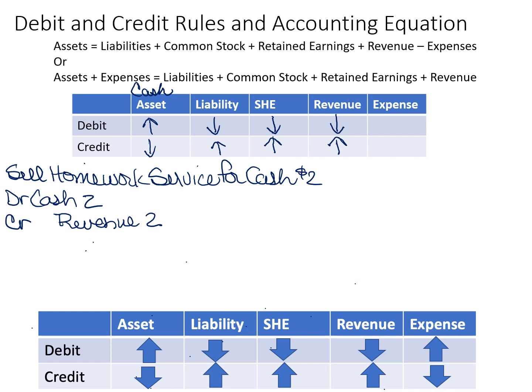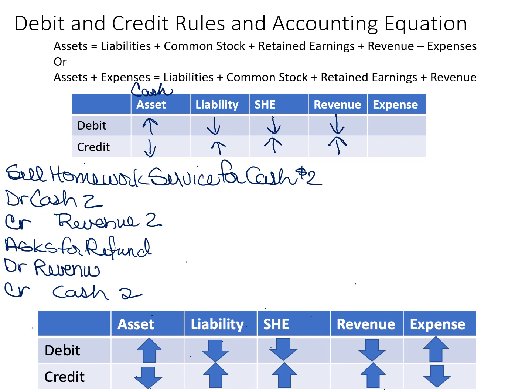Say my customer is unhappy with me and asks for a refund. Well, then I'm going to be crediting cash because my cash is going to decrease, the asset's going down, and I'm going to have to debit revenue return, which is a revenue account. So that's how I would do a refund.